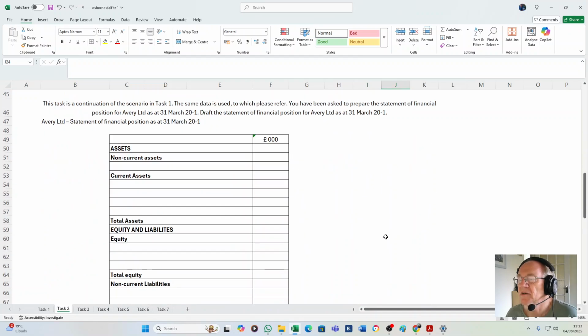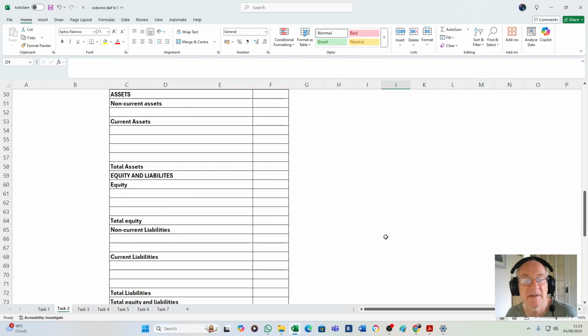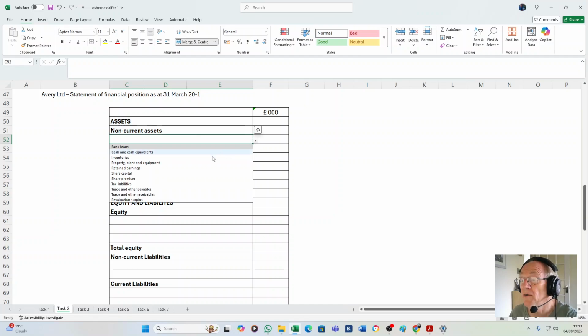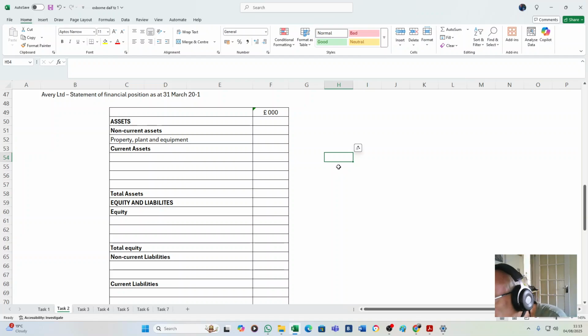Same information, same depreciation. We're now on our financial position in task 2. More marks on this. So the mark allocation, Osborne don't give us a mark allocation on this one. Slightly harder in terms of retained earnings and a few other calculations. So we're going to have to do some calculations right at the start. We've only got the one row.